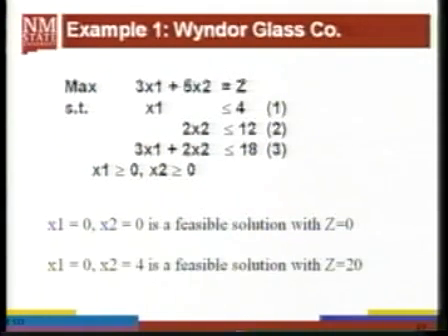For example, with x1 equals 0 and x2 equals 4, you obtain another feasible solution, which has a larger value of z equals 20 in this case. That is much better than z equals 0, right? Because our objective function is to maximize the total profit in this case. However, we are not sure whether this is the optimal solution, okay?